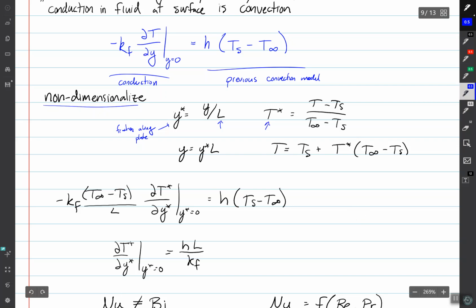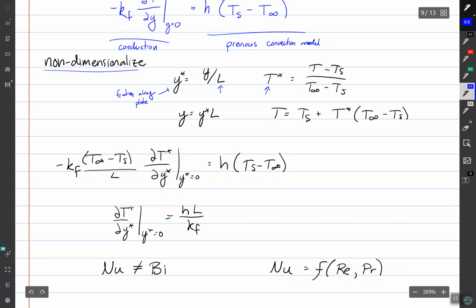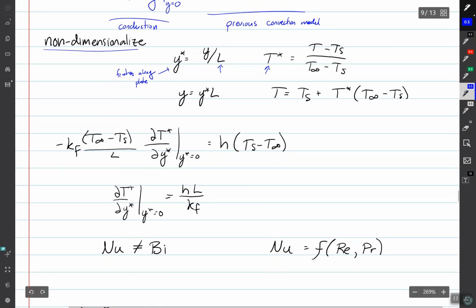We'll do the same thing with temperature, as we've done before, defining a non-dimensional temperature. We'll call it T star. I think we've previously called this theta star, but it doesn't particularly matter how we define the variables. If we plug these in, we can use these top equations here and here and just rearrange them to solve for T and y.